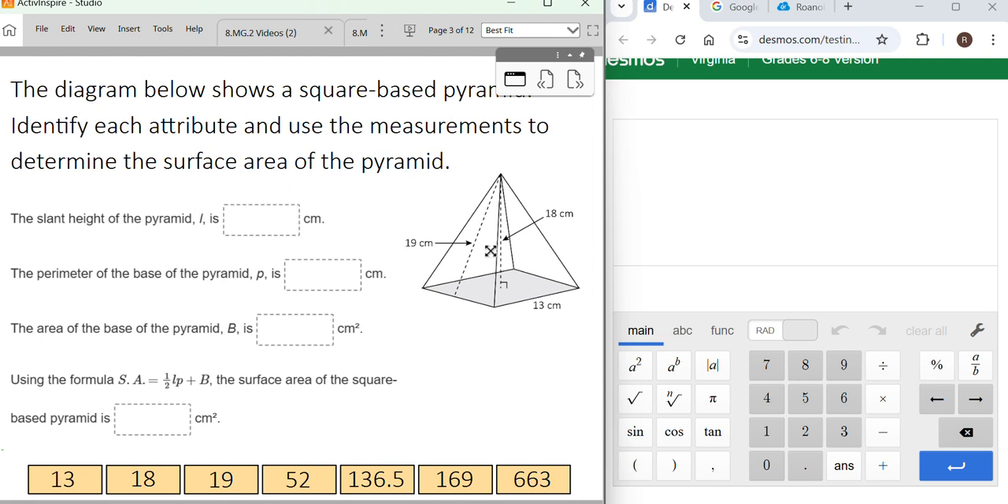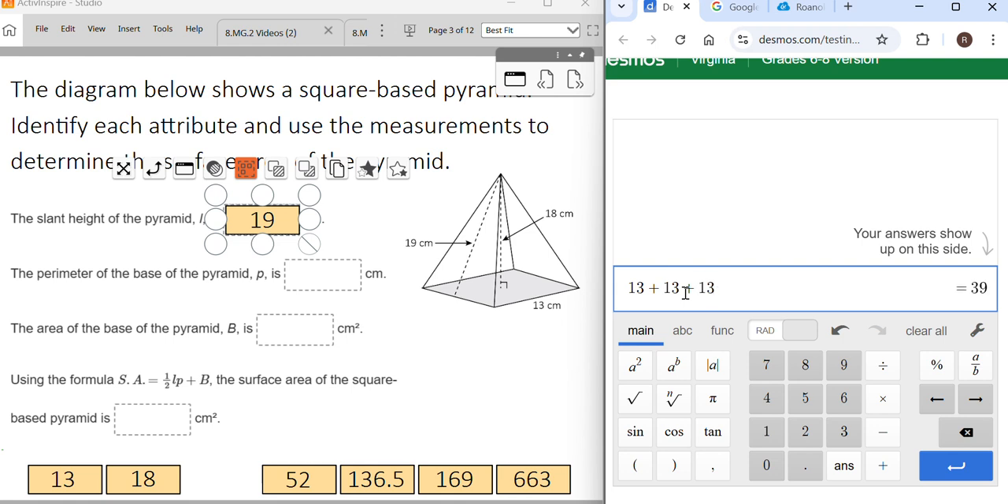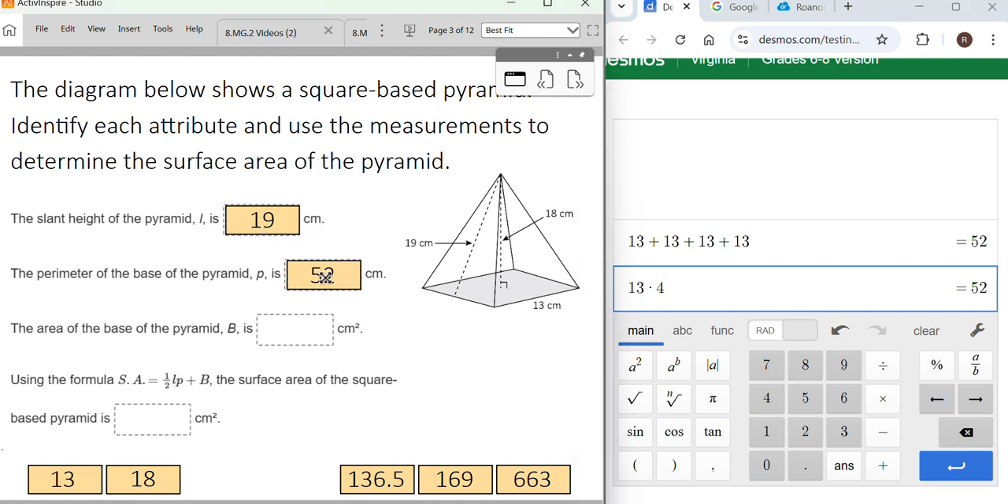So the slant height L is 18. Oh, excuse me, it's not. It's 19. So let's move that 19 right up here. The slant height comes down the side. The perimeter of the base is 13 plus 13 plus 13 plus 13. I'm going to put that in my calculator because I have to add all 4 sides. They're all the same because it's a square. Or I could do 13 times 4, which gives me 52. So let's move that up here.